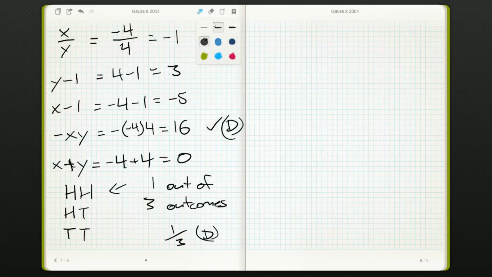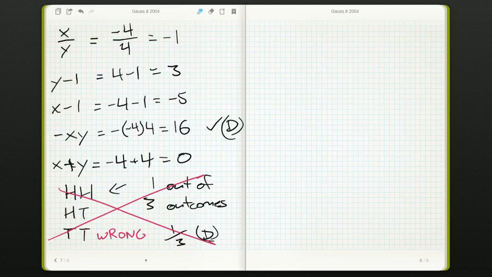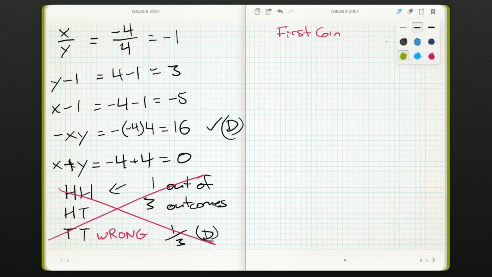So first, let's just make a little note to ourselves. Wrong. This is not how probability works. So now let's flip the first coin. And then in a moment, we'll flip the second coin.